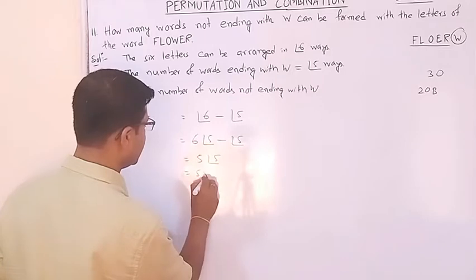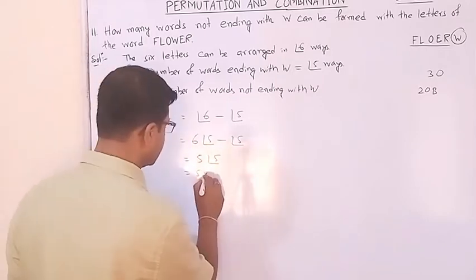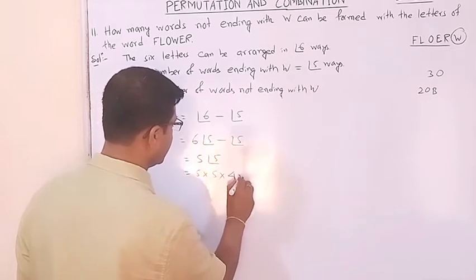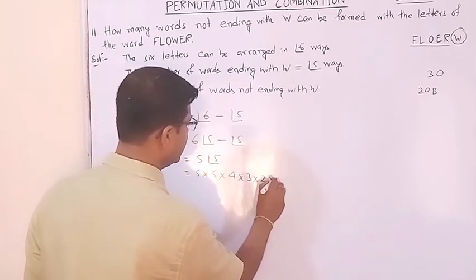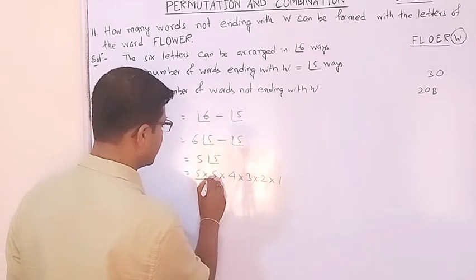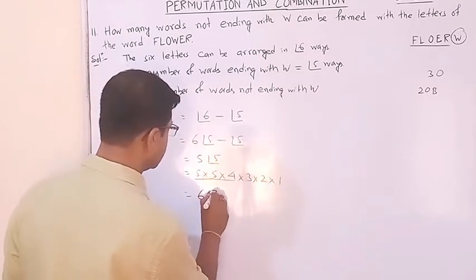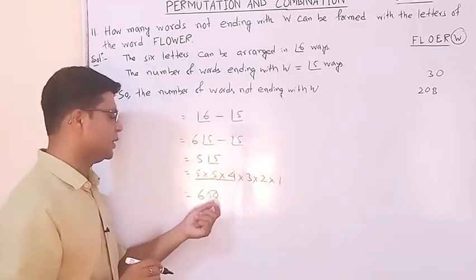This factorial 5 can be written as 5 into 4 into 3 into 2 into 1. Now you see, 5 into 5 is 25, 25 into 4 is 100. So 3 into 2 is 6, 6 into 100, 600. So the required number of ways is 600.